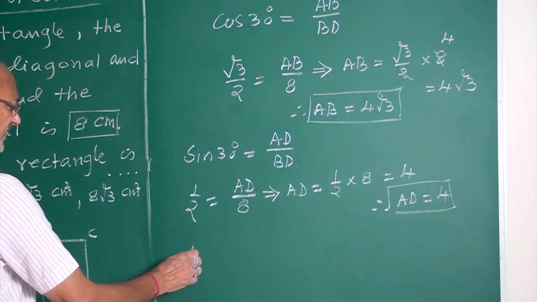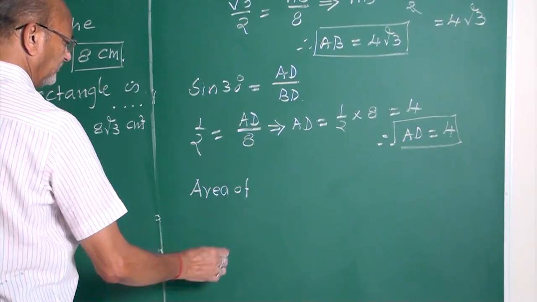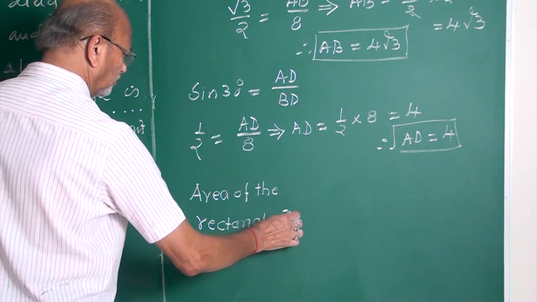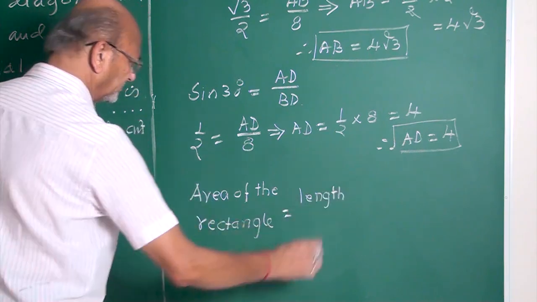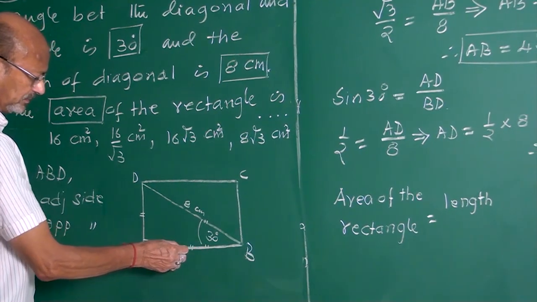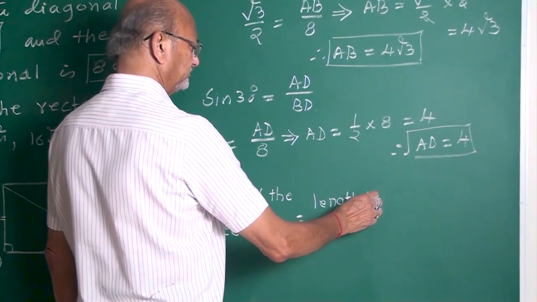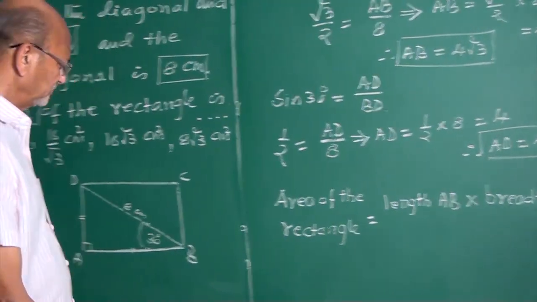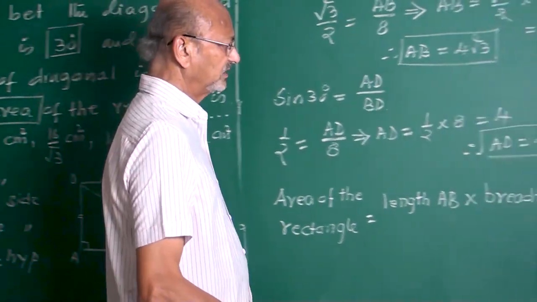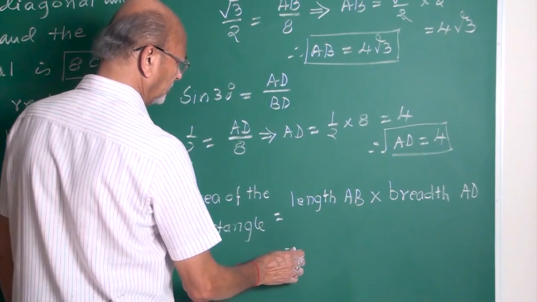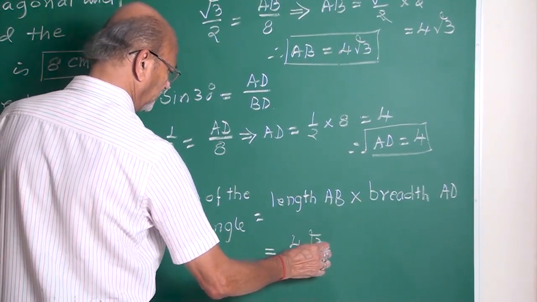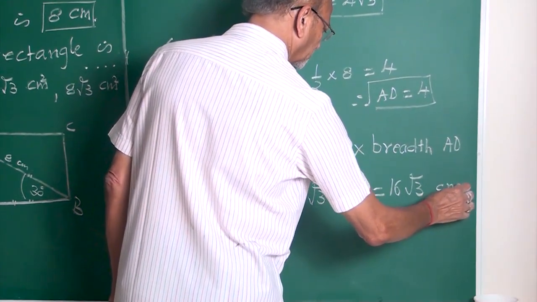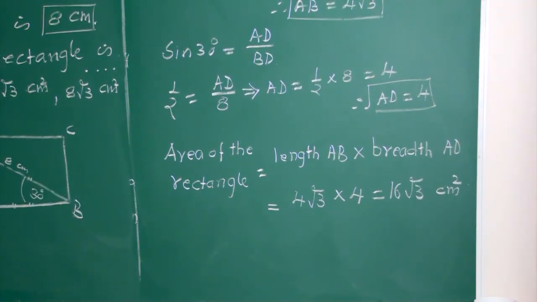Now, what is the area? Area of the rectangle equals length into breadth. What is the length here? Length is AB. What is breadth? Breadth is AD. Already the values are here. What is AB? 4 root 3, into 4, equals 16 root 3. Area means square centimeters. Then which option is the answer?